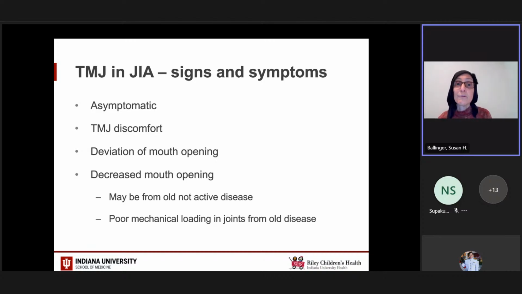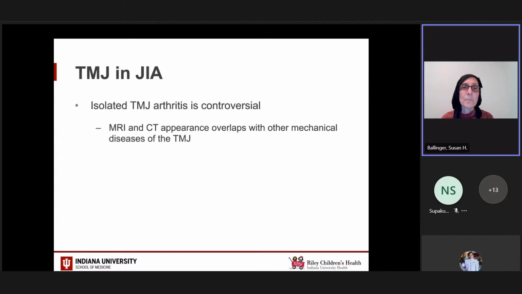The symptoms can be totally asymptomatic, which is hard. If they're asymptomatic, how do you know they have it? And so sometimes people are advocating routine screening and imaging of the TMJ in kids with JIA. Some kids will have discomfort, some deviation of the mouth on opening and decreased mouth opening. The problem is sometimes this is from old and not active disease. So they may come to you later on, sometimes when they're starting to get orthodontic procedures and they can't open their mouth very wide. They never realized it was a problem, but they can't hold their mouth open for a very long time, or they can't open it wide enough to get the braces even put on. These kids can end up also with poor mechanical loading in joints from old disease.